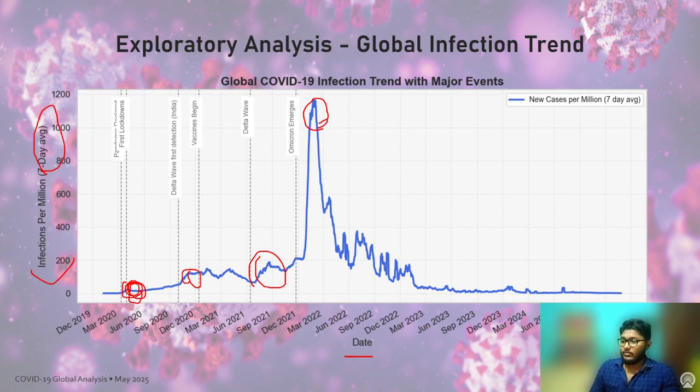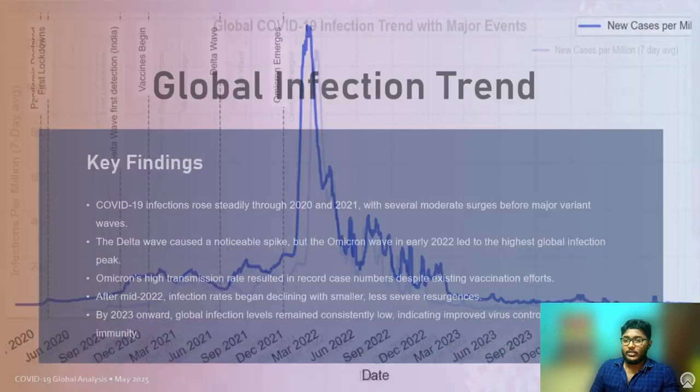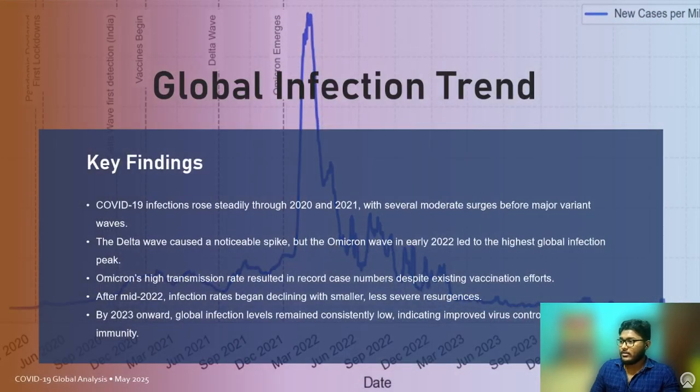Now, moving on, next is the global infection trend key findings. We found that COVID-19 infections rose steadily through 2020 and 2021 with several moderate surges before major variant waves. The Delta wave caused a noticeable spike, but the Omicron wave in early 2022 led to the highest global infection, as we can see in the background right here.